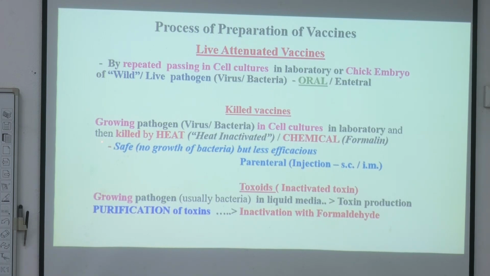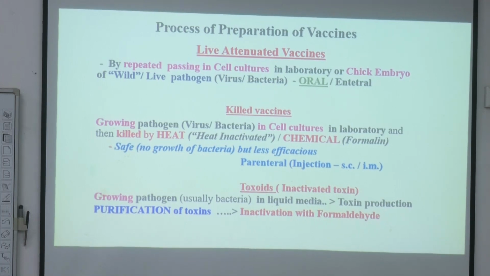Killed vaccines are grown in the culture and they are killed either by heat, that is called heat inactivated vaccine, or by a chemical, commonly formalin. So, it is safe in the sense there is no growth of bacteria, but in the live vaccine there is a chance of high growth of bacteria. Oral polio vaccine, if you give, this virus will proliferate in the intestine and that will give a larger protection.